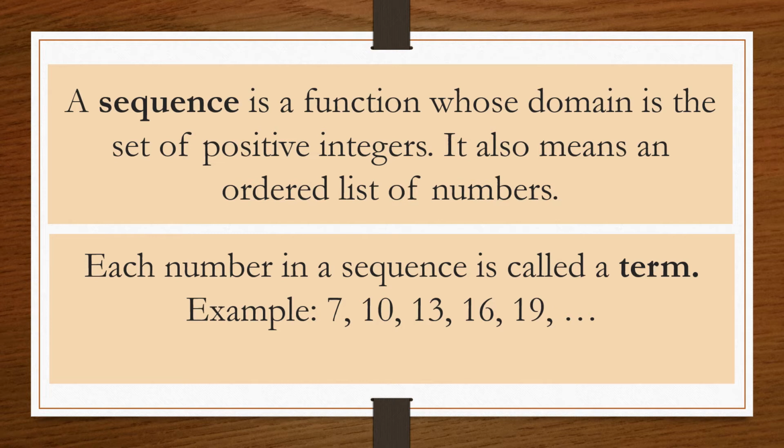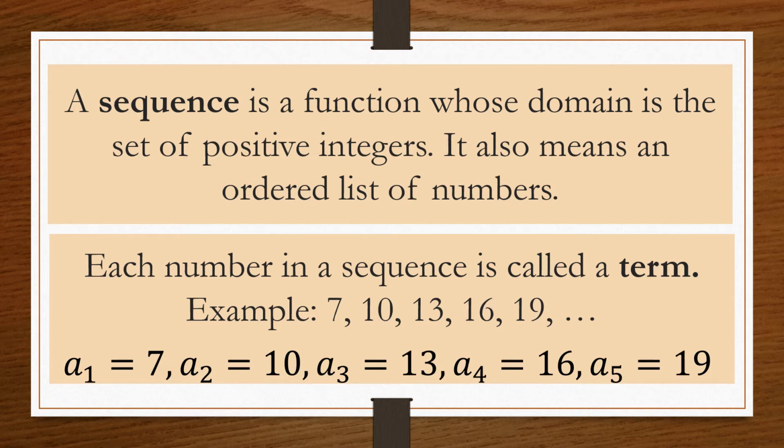For example, we have 7, 10, 13, 16, 19. So for the first term, which is 7, it is denoted by a sub 1. For the second term, denoted by a sub 2, that is equal to 10. For the third term, we have a sub 3, that is equal to 13. For the fourth term, a sub 4, which is equal to 16. The fifth term is a sub 5, and that is equal to 19. And so on.